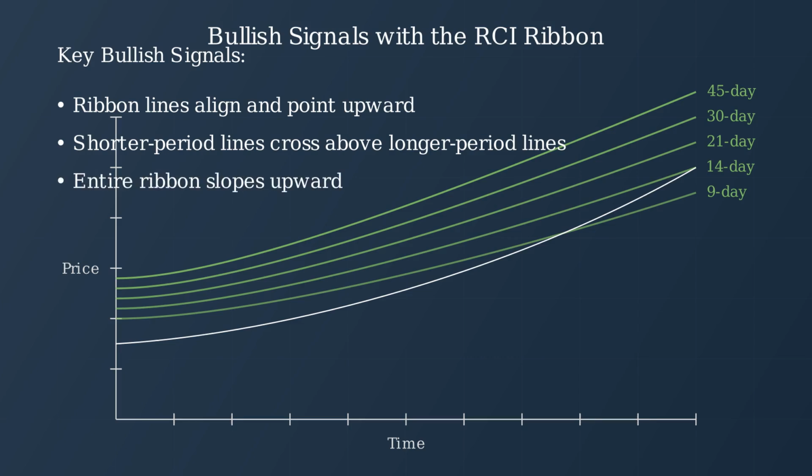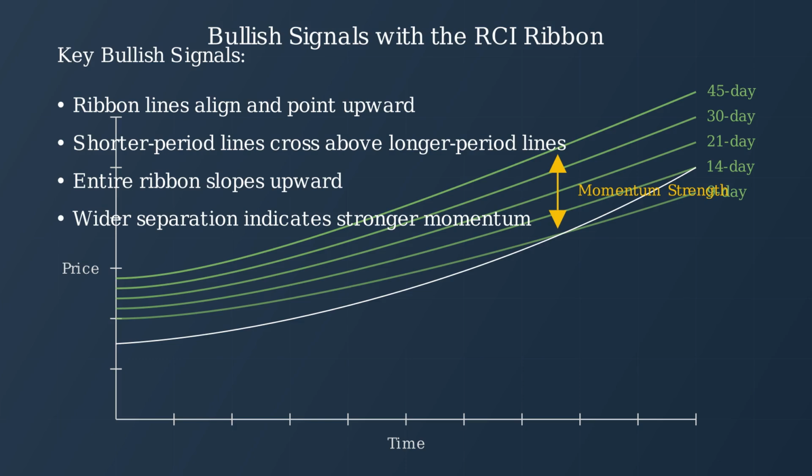The most powerful bullish signal happens when shorter period lines, like the 9-day and 14-day, cross above longer period lines, such as the 30-day and 45-day. Notice how the ribbon lines begin to separate as the trend develops. The wider the separation between lines during an uptrend, the stronger the bullish momentum.